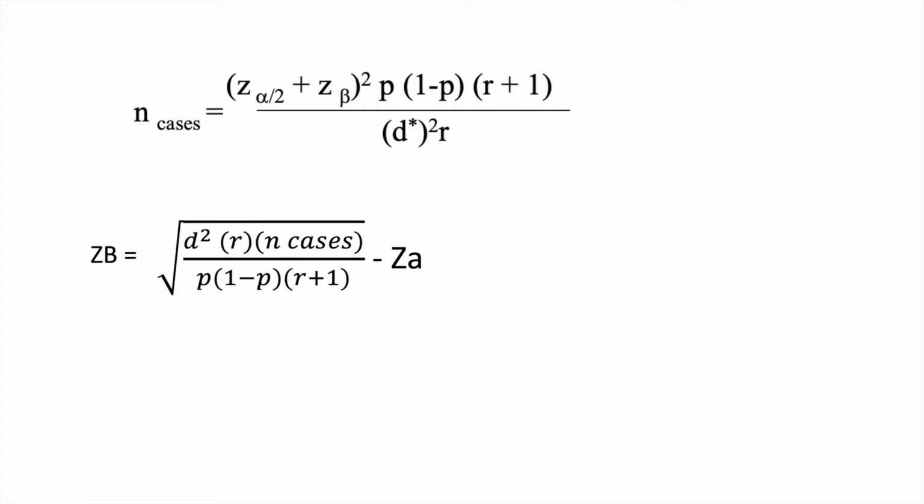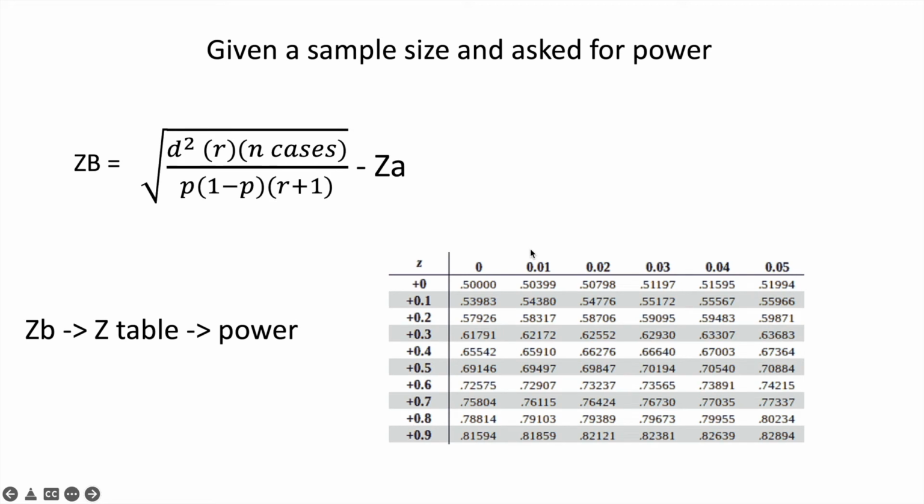It's also common to have a number of people and want to know the power that we have. So what we can do is basically rearrange this to solve for z beta, and if we solve for z beta and we get a z beta value, let's just say we get a z beta value of 0.84, then we can use the z table and find 0.84. So this is the second digit here, and this is the first digit, so 0.84. That is 80% power, and that's basically how you do that.